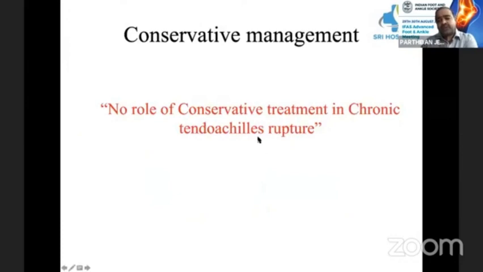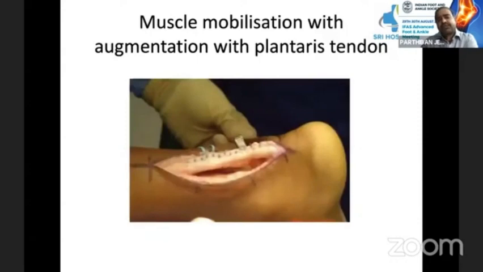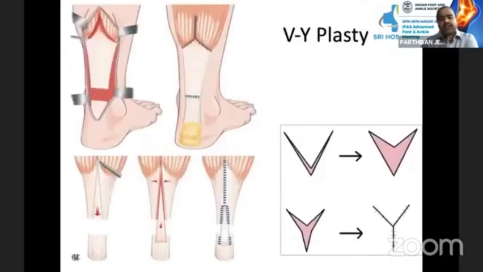Conservative management has no role in chronic tendoachilles rupture. Direct end-to-end repair has many techniques, such as the Bunnell suture and modified Kessler's, and many techniques are available for this. Muscle mobilization with augmentation with plantaris tendon is one option. And this is a VY-plasty.